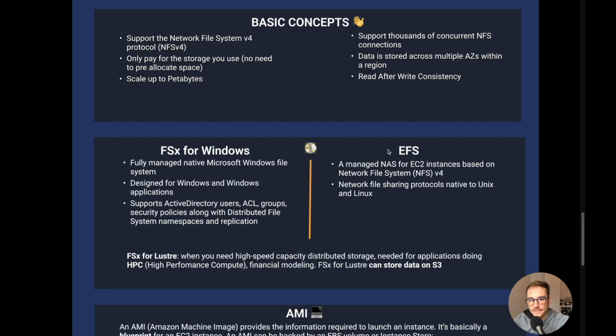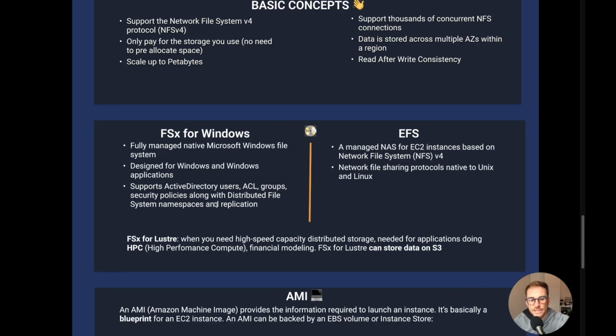On the other hand, EFS is a managed NAS system for EC2 instances based on, as we said, NFS version 4. And this is the network file sharing protocol native to Unix and Linux. And then we have a third option, which is FSx for Lustre. When you need high-speed capacity distributed storage for HPC, high-performance compute applications such as financial modeling, this kind of stuff, you need to select FSx for Lustre.